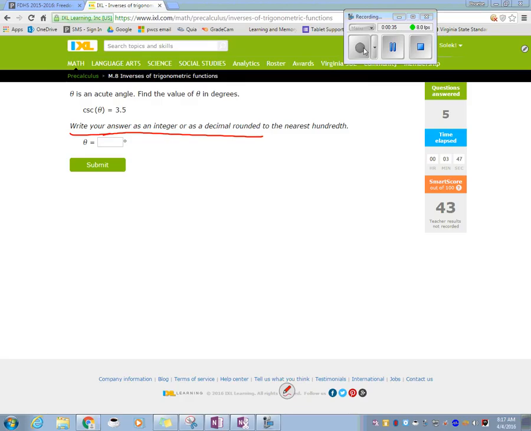Now, if you look at your calculator, you're going to notice that there's not an inverse operation for cosecant. So we need to think about which of the three major trig functions this one relates to, and it's sine. Since sine of theta is equal to 1 over cosecant of theta, you know that you need to write the reciprocal of this one and then use the inverse of sine.